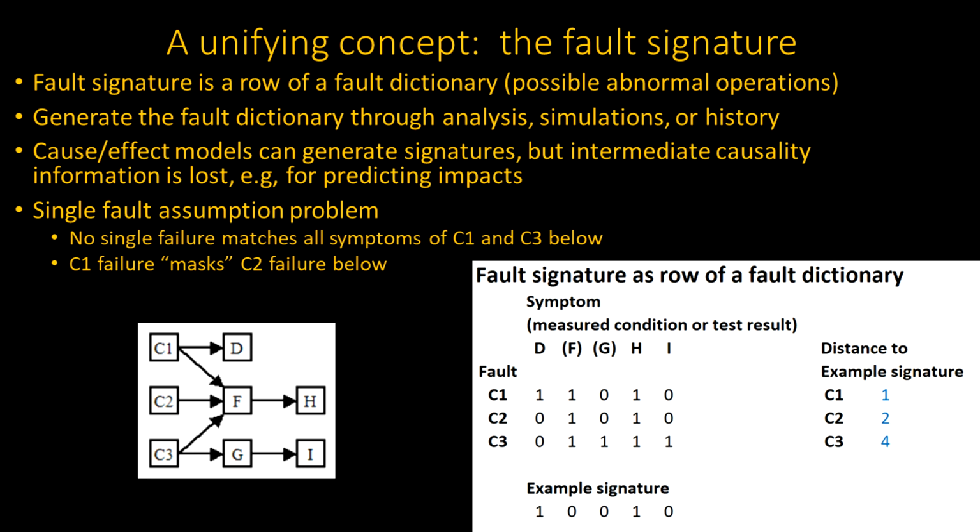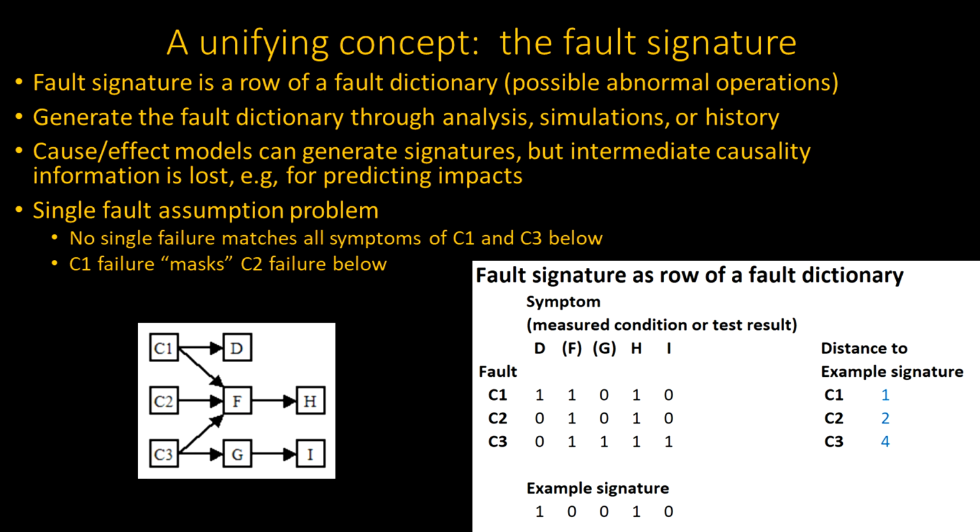F will occur, so there's a 1 for that. G will occur, or G will not occur, I'm sorry, so there's a 0 there. H will occur, and I will not occur. So that's a pattern. You can say it's a pattern of, for a given fault, what are the patterns of observable symptoms? And they're binary in this case.